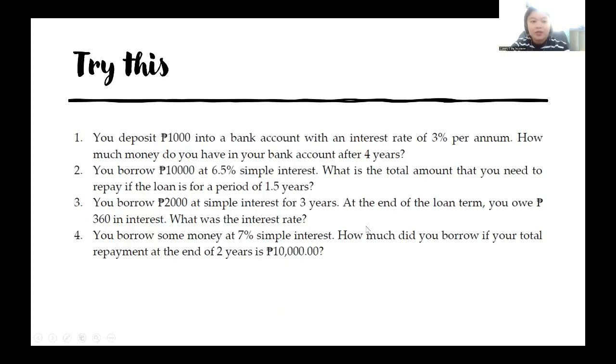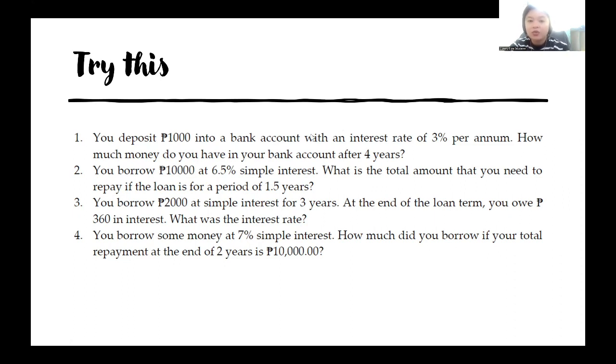This is just an example from your workbook. You can practice on this one, but I'll give a different activity, which is on Google Form. Questions? Clarifications on simple interest? You can raise your hand during the example if you have a question, or you can chat also. No questions? Okay, sige.